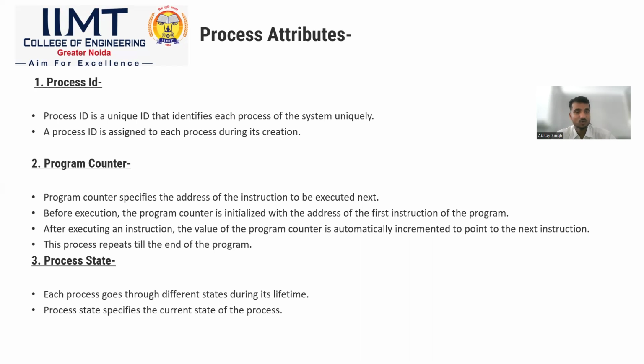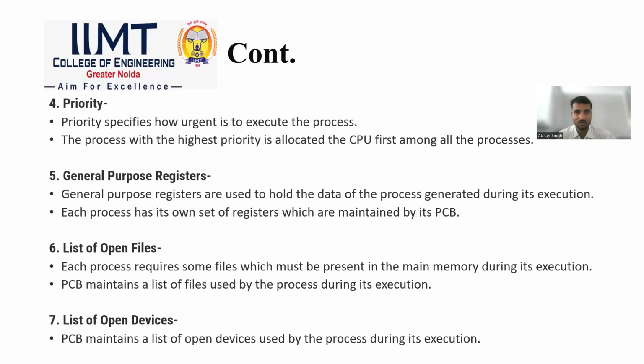Each process goes through different states during its lifetime. Previously, we discussed all the states of the process state diagram. Next, process state specifies the current state of the process, meaning whether the process is in the ready state, running state, waiting state, terminated, suspend block, or suspend waiting state. In which state the process is lying is defined in the process control block.